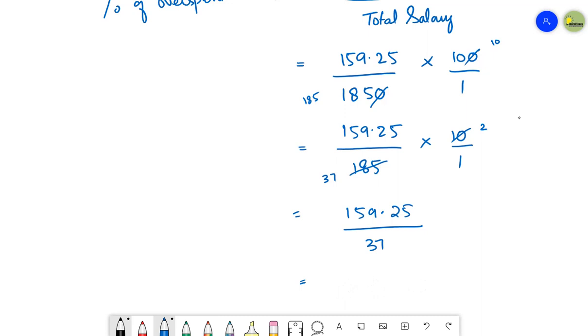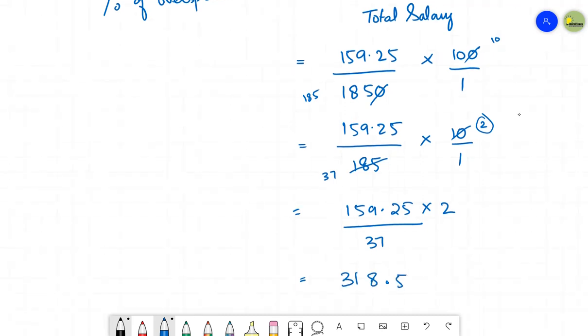185 divided by 37. Now 159.25 divided by 37 is 4.304. Okay, there is a 2 as well. You have to multiply it with 2. Okay, you can do it like this: 159.25 multiplied by 2. You will get 318.5.